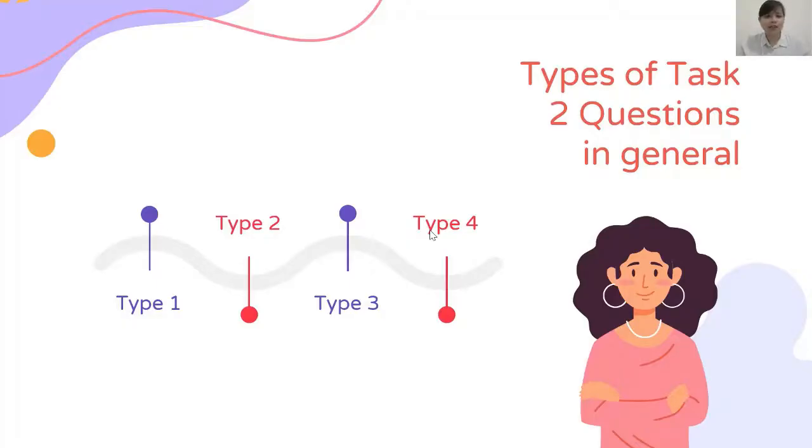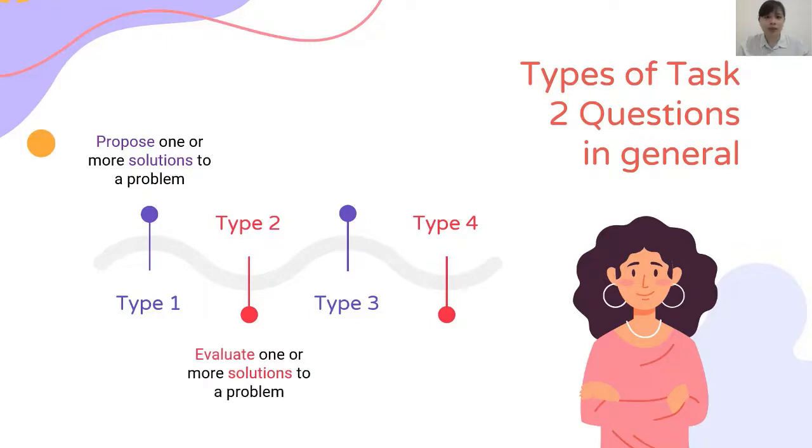There are at least 4 types of questions that we usually find in IELTS Writing Task 2. The first one is, propose one or more solutions to a problem. Usually in this type of question, you will be given a problem and what you have to do is to give potential solutions. Second type is, evaluate one or more solutions to a problem.